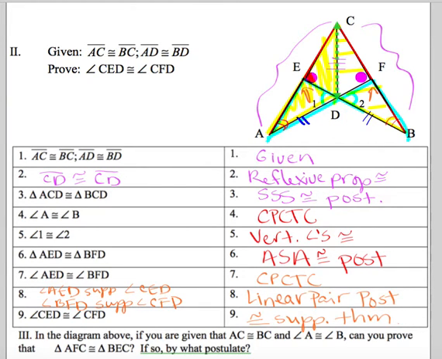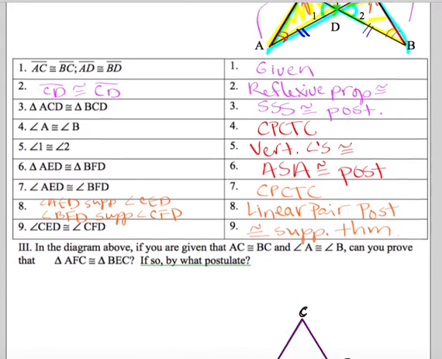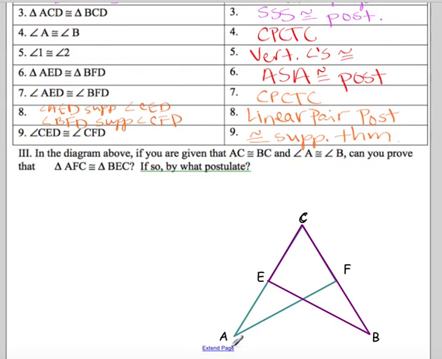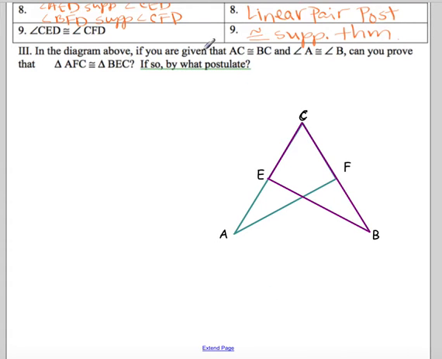And then there's just one last thing just underneath this proof, and it says in the diagram above, if you're given that AC is congruent to BC and that angle A is congruent to angle B, can you prove that triangle AFC is congruent to triangle BEC? If so, by what postulate? And so down here I have kind of recreated the image with these overlapping, and I made them overlap so I can pull them apart. We find triangle AFC I have in teal, and triangle BEC I have in purple.